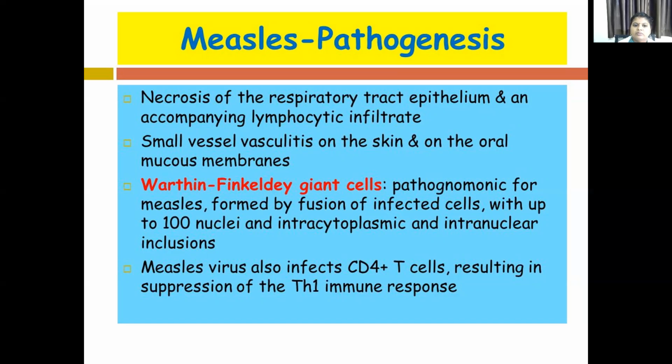Necrosis of the respiratory tract epithelium and accompanying lymphatic infiltration. Sometimes we'll see small vessel vasculitis on the skin and on the oral mucous membrane also. Another important pathognomonic feature of measles is the formation of syncytium. Syncytial formation in the lymphoid organs.